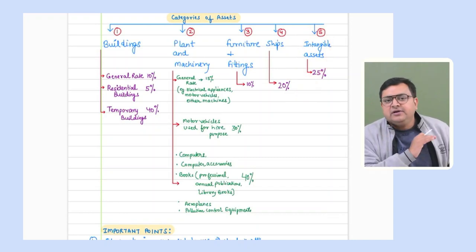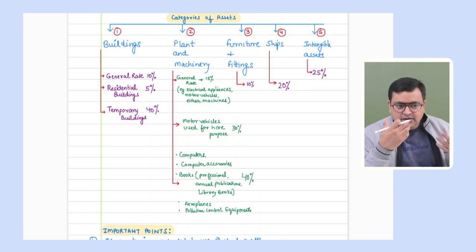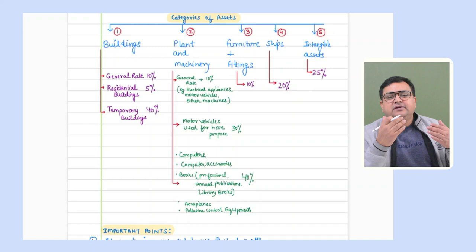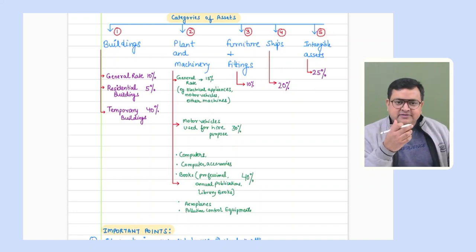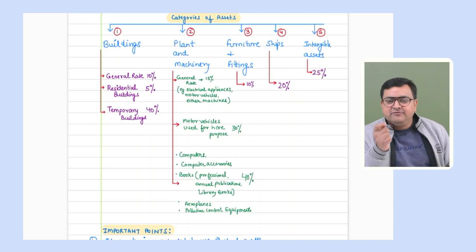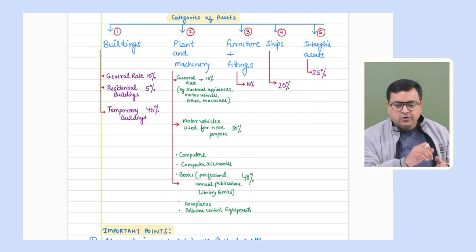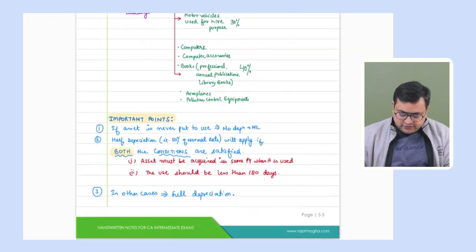On goodwill, we will not charge depreciation, because initially we used to charge depreciation on goodwill, but some 2 years back, our lawmakers excluded goodwill from this definition. Why? Because lawmakers believe that generally the value of goodwill keeps on increasing. The reputation of the business generally keeps on increasing. There might be exceptions also, but generally it keeps on increasing. So we'll never charge depreciation on goodwill. Please remember that goodwill part also.